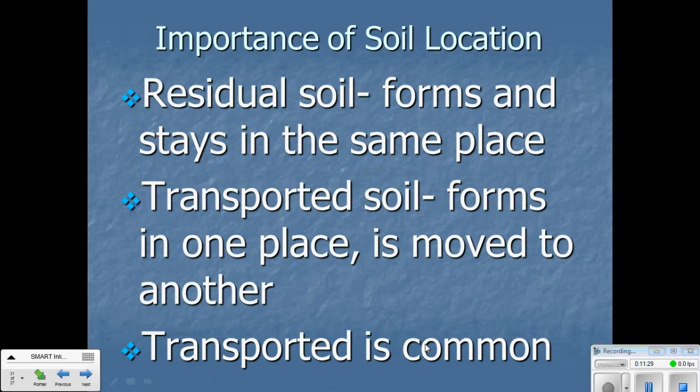And the importance of soil location. Residual soil forms and stays in the same place. So, like a resident stays where the person lives, right? That's residual. Transported soil, just like it says, soil moves from place to place. It forms in one place, but then it moves to another. The transported soil is the most common. We've talked about erosion and wind blowing and all those sorts of things that move the soil around.